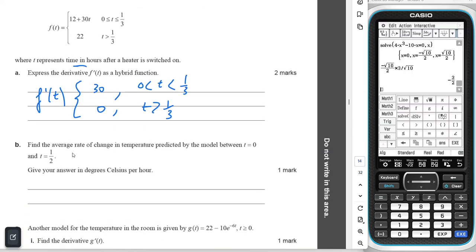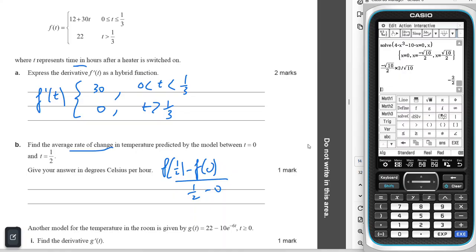It's going to be 0 when t is bigger than 1/3. Okay, number 2, find the average rate of change. So the average rate of change will be f of a half minus f of 0 over a half minus 0. So f of a half sits at 22, minus f of 0, 0 is 12, divided by a half. And that's going to give me 20.